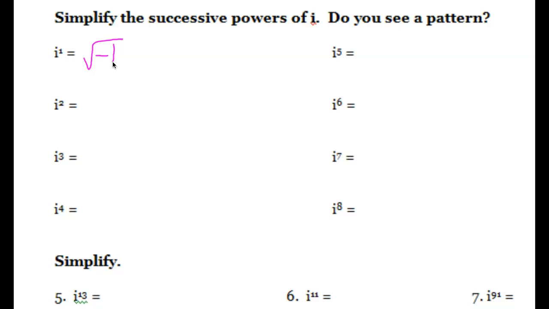So if i is the square root of negative 1, i squared would be like the square root of negative 1 squared. And what do we know about a square root and a square? They cancel out. So i squared equals negative 1.